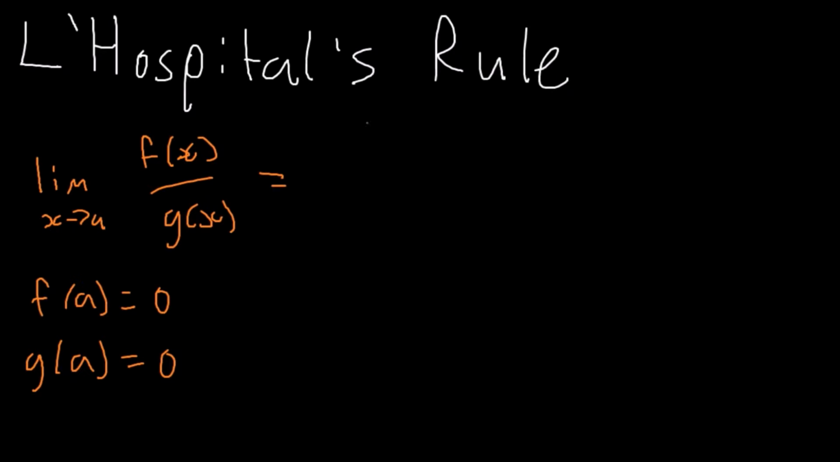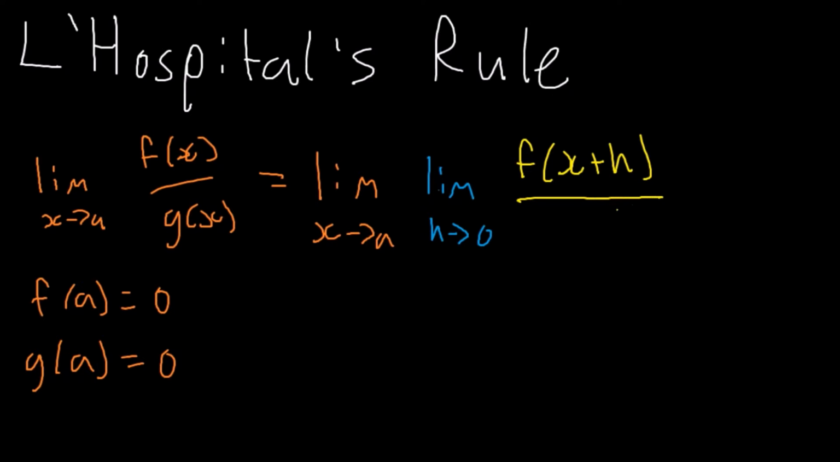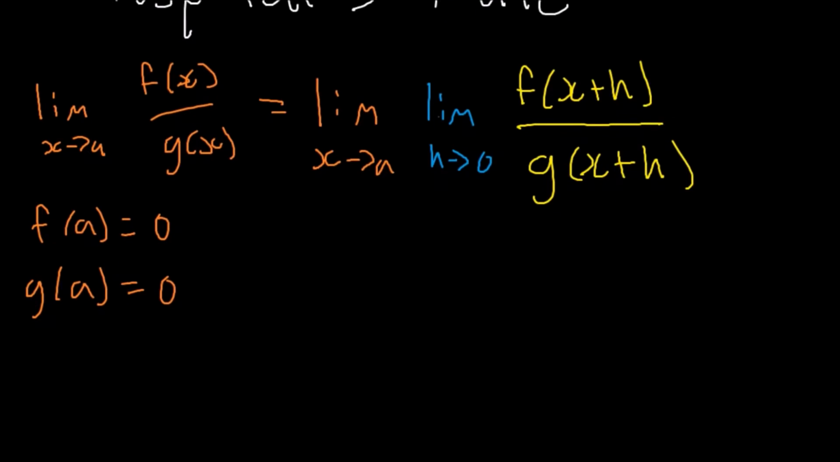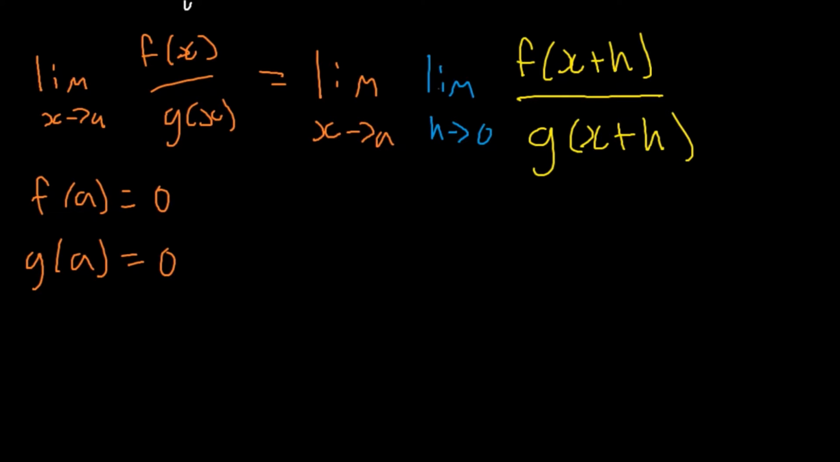Well, let's try something else. We'll keep the limit as x approaches a here, but we're also going to apply the limit as h approaches 0. Now our modified limit is going to be f of x plus h divided by g of x plus h. So as you see, when h approaches 0, it's going to be the same limit as before. So we haven't really done anything to it yet, per se. Okay, that's good.